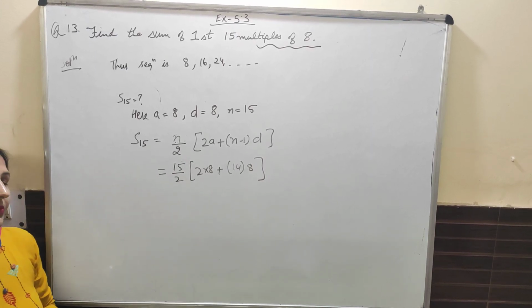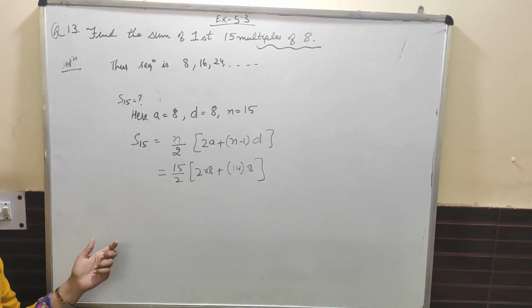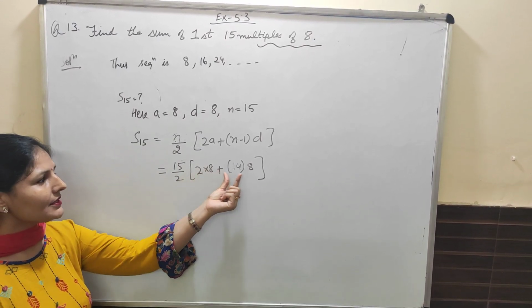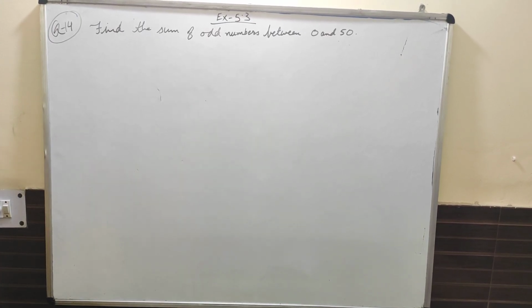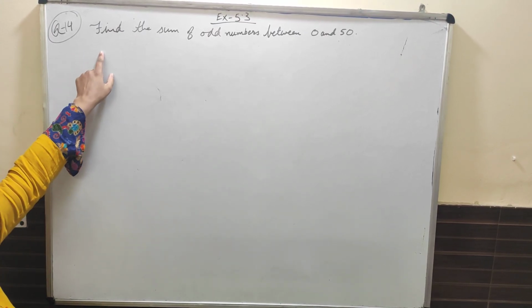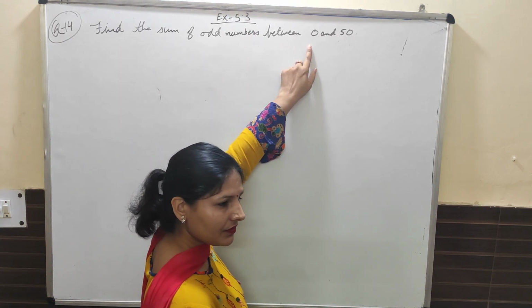Now the calculation part. I think you can do it yourself. Multiply this and this, add them, then solve it. In this question, we have to find the sum of odd numbers between 0 and 50.